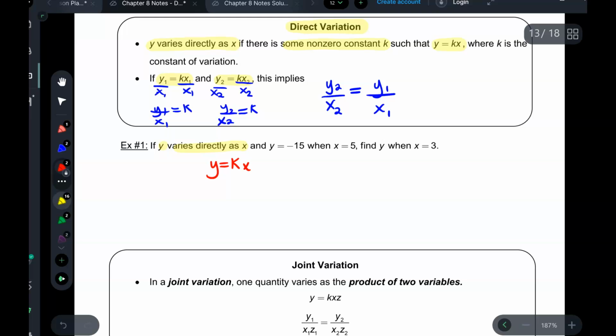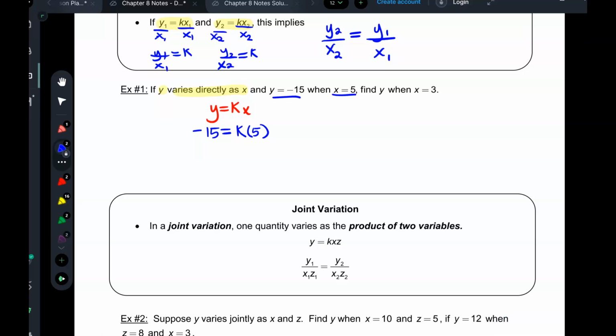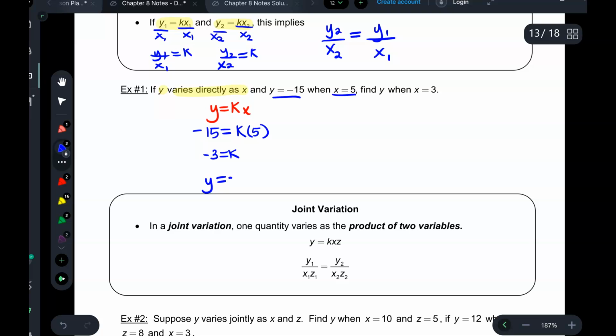Here we have y is equal to negative 15 when x equals 5. So what I can do is plug in negative 15 equals k times 5. Divide both sides by 5, and we get k is negative 3. So the relationship between x and y is y equals negative 3x. Does that make sense? Okay.